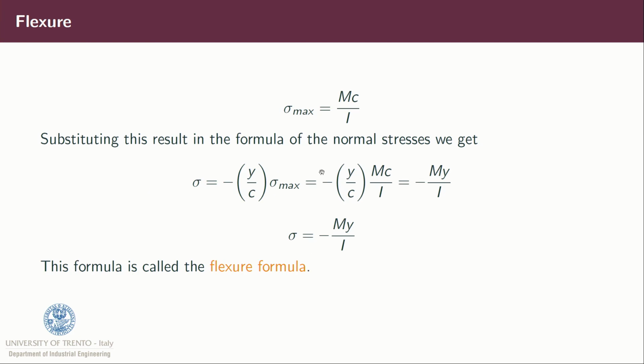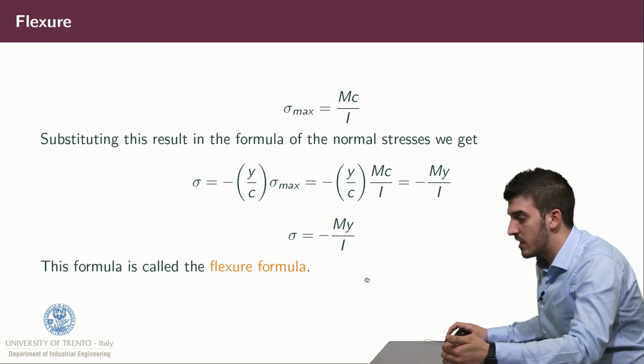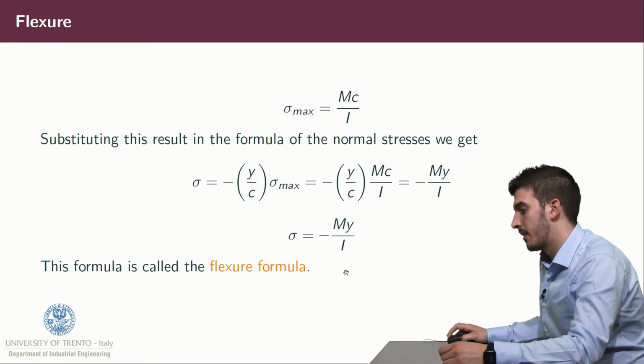So at the end we get that sigma max is equal to the moment times c over the moment of inertia. And if we substitute this result in the definition of sigma, we have that sigma is equal to minus y over c times sigma max. Sigma max is this quantity here. So at the end, sigma will be equal to minus y over c times Mc over I, and it is equal to minus My over I. This is called the flexure formula.